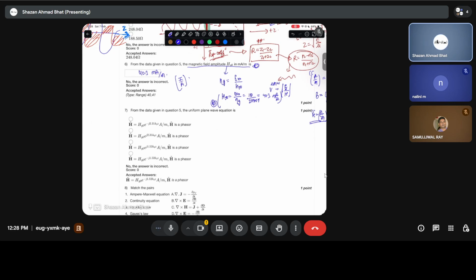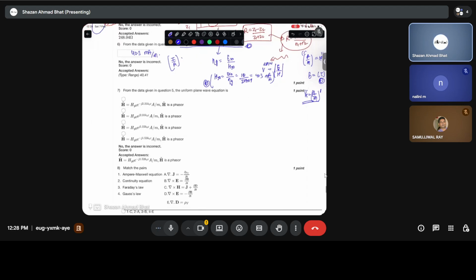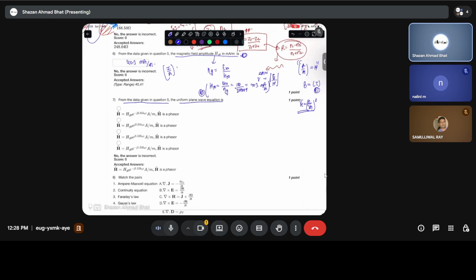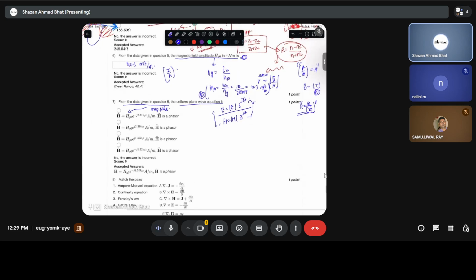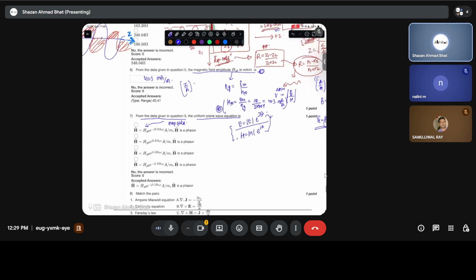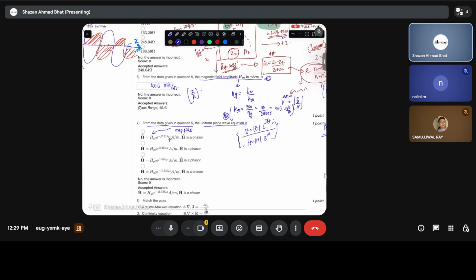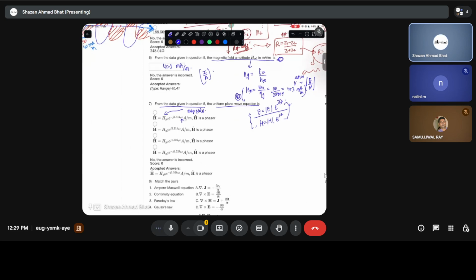Okay, so now again a simplistic question. From the given data, find the uniform plane wave equation. This wave equation is in terms of the magnetic field. You can write it in terms of the electric field as well, as the magnitude of the electric field times e to the power j theta. But you can write it in terms of the magnetic field as well, or in terms of both quantities. What we need to find is which of the quantities exactly represents it. One thing we noted is that the electromagnetic wave is going in the z direction.